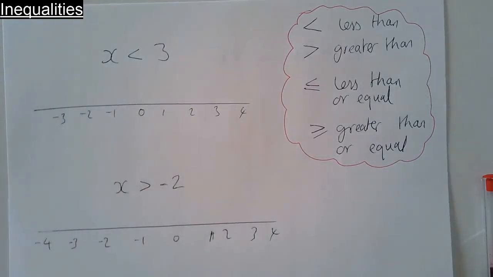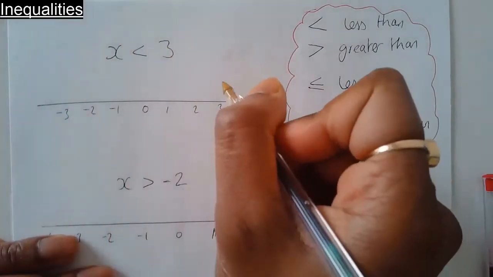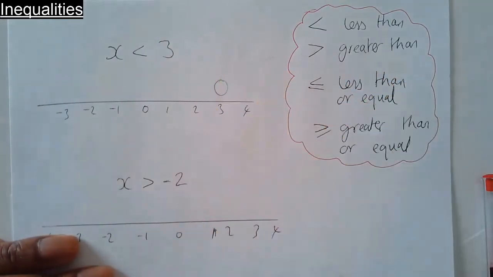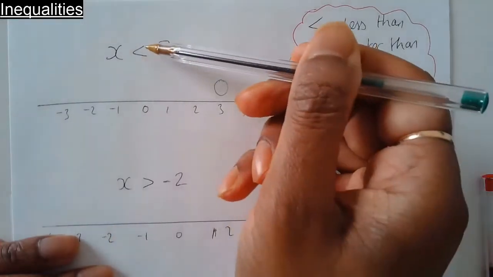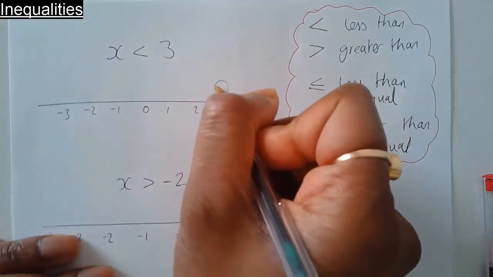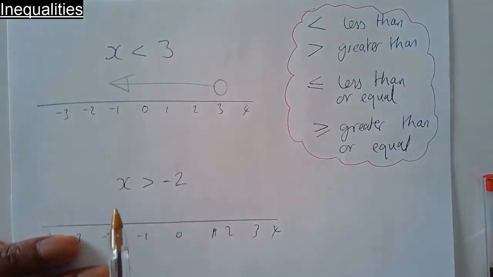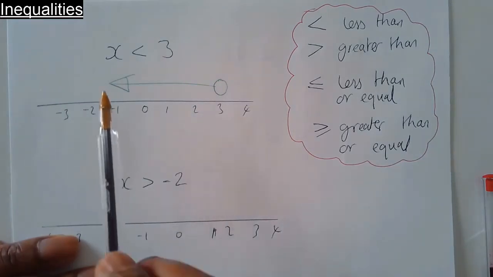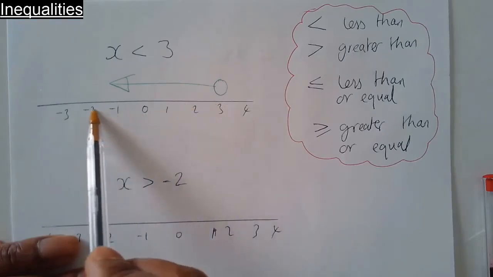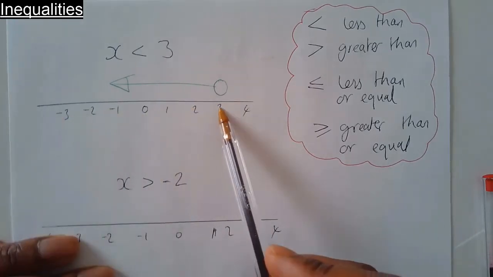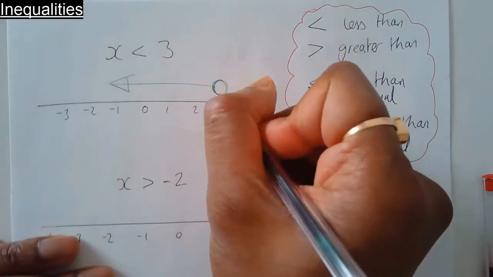So you find 3, put a circle over it. This means x is less than 3. Look at the arrow, it's pointing that way, so you get the arrow going in that direction. So this means any numbers less than 3. So it could be any of these numbers, any numbers along here, but it's not allowed to be 3. That's why it's just hollow.